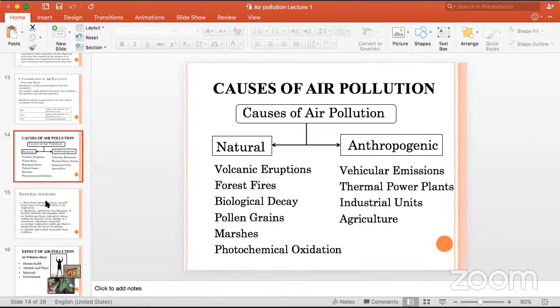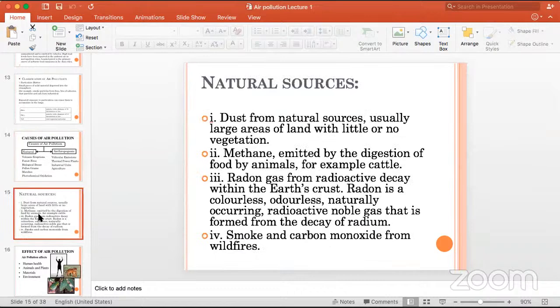Okay. Now, in the case of natural sources, there can be dust from natural places. Sometimes methane is also emitted by animals, especially cattle. Within the Earth's crust also, radon gas can be emitted. Radon is a noble gas. It's a colorless, odorless, and naturally occurring gas. And from the wildfires that we just saw, the forest fires, there's a huge amount of smoke and carbon monoxide.